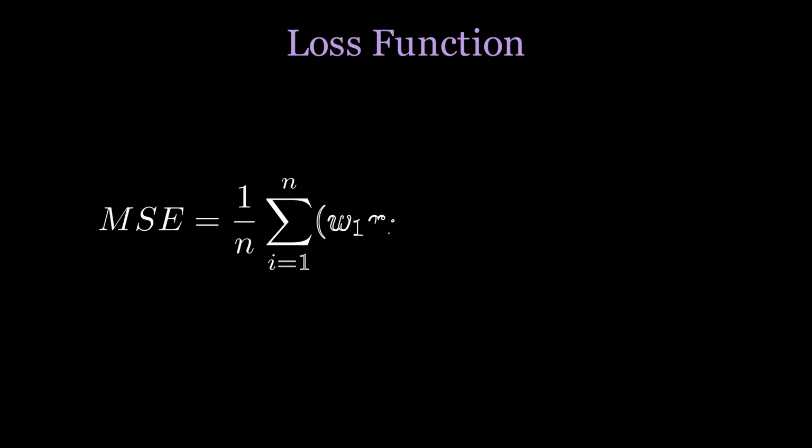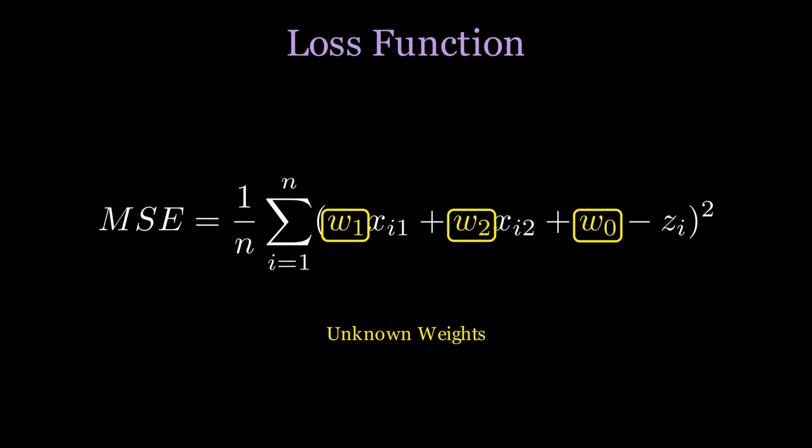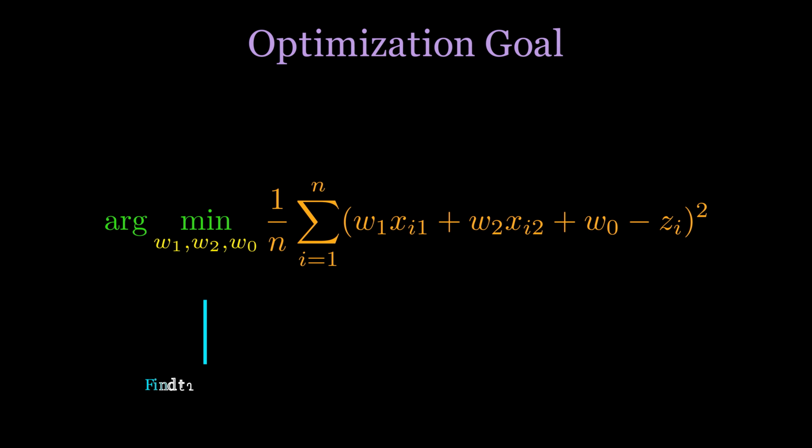Let us examine our final loss function. We have three unknown parameters to determine, the weights w1 and w2 and the bias term w0. The objective of our model is expressed through this optimization formula. Arg min over w1, w2, w0 of MSE. This is interpreted as identifying the specific values for w1, w2 and w0 that result in the absolute minimum possible loss.